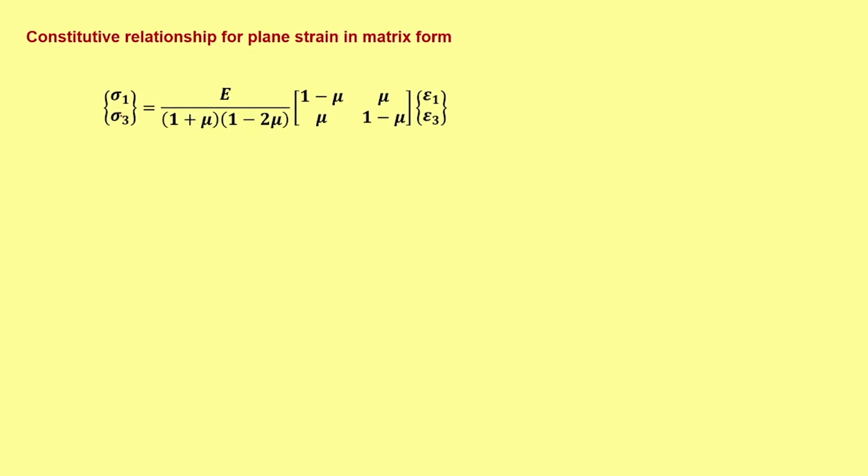You can write sigma 1 and sigma 3 equal to E by (1 plus mu)(1 minus 2 mu) times the matrix [1 minus mu, mu; mu, 1 minus mu] times epsilon 1 and epsilon 3. Here we have considered only 2 dimensional stresses. So, what we have done is the mathematical formulation for plane strain. Now, let us see plane stress.